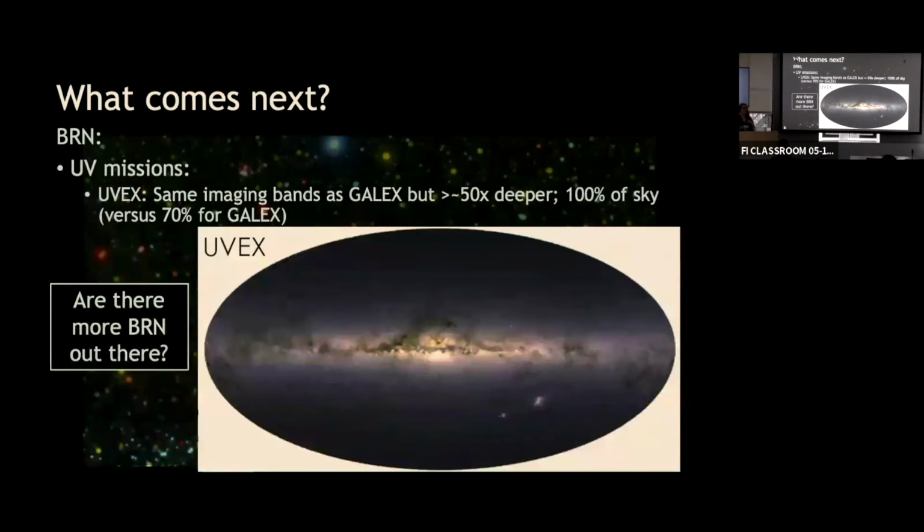And then thinking ahead, we have upcoming UV missions like UVEX, which will cover the whole sky in the same bands that GALEX did, but 50 times deeper over the mission lifetime, and could help us discover more of these. So at the end of our paper on the Blue Ring Nebula, we predicted, based on rates of these things going off, that we could have upwards of 10 Blue Ring Nebulae in view right now, but we just haven't found them yet because we haven't looked deep enough and we haven't looked at enough of the sky. So UVEX might help us actually uncover more of these examples.